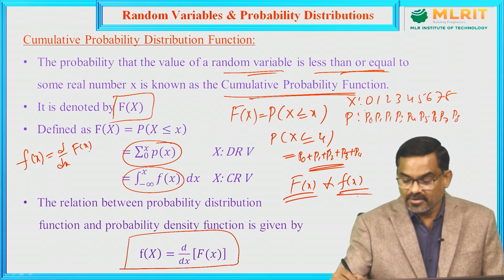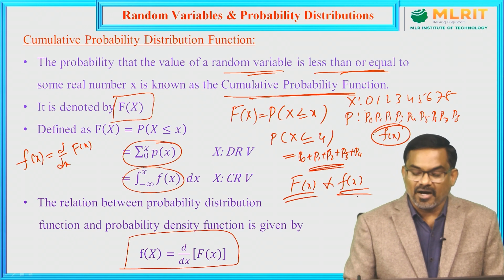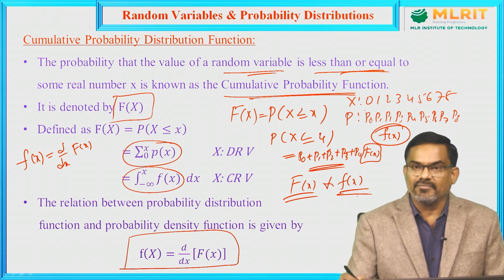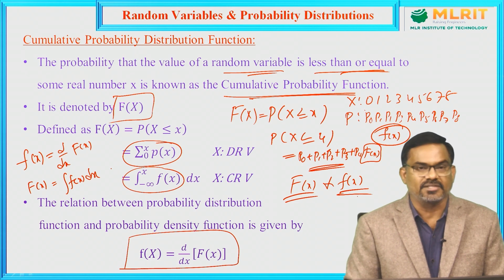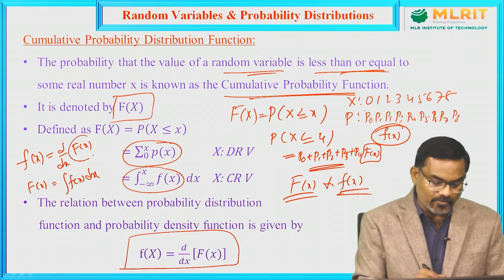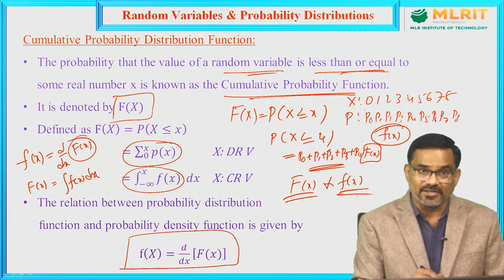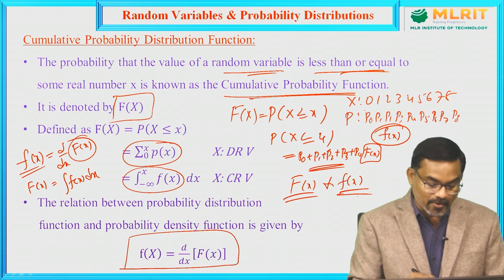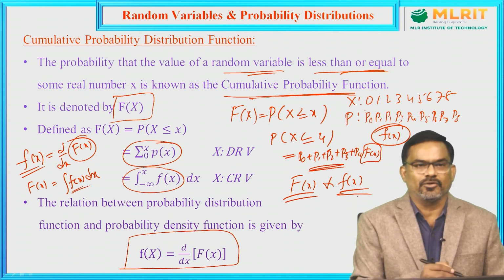For example, we have f of x, the probability density function, and we need to find capital F of x. To find capital F of x, just integrate. Capital F of x is given by the integration of small f of x dx. So, if the cumulative probability function is given, differentiate it to find the probability density function. If the probability density function is given, integrate it to get the cumulative probability function.